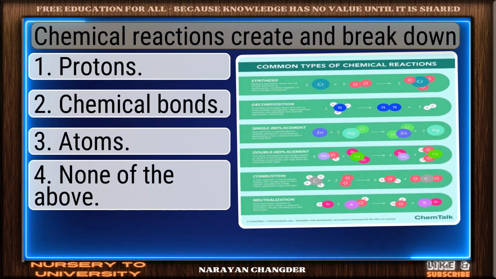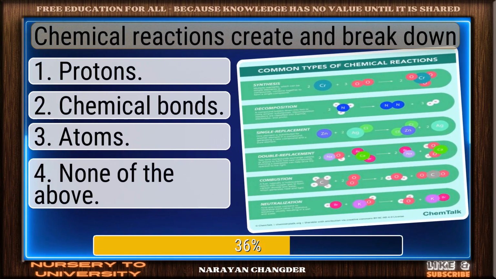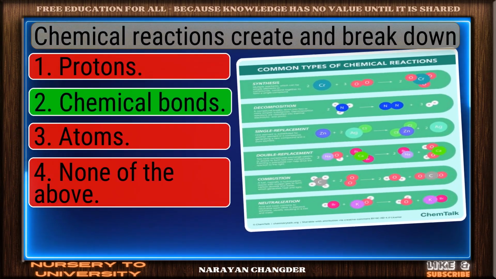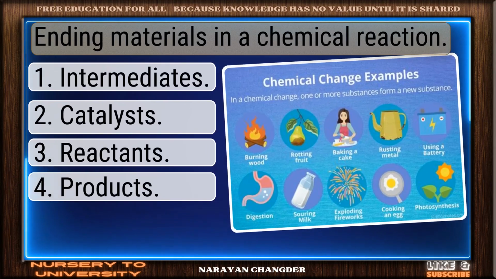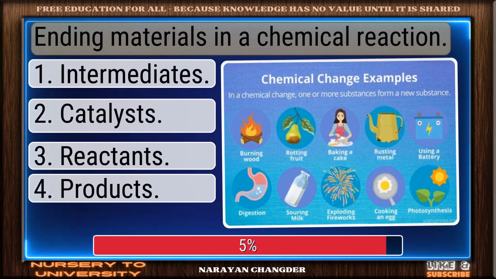Chemical reactions create and break down. On track. Chemical bonds is the correct answer. Ending materials in a chemical reaction.